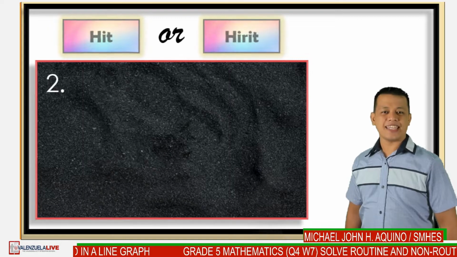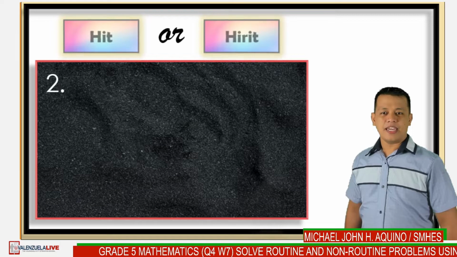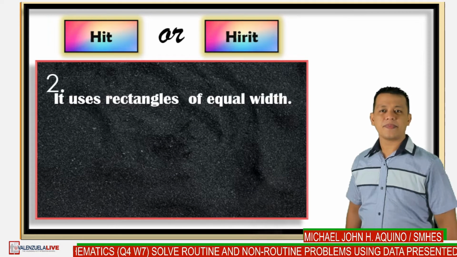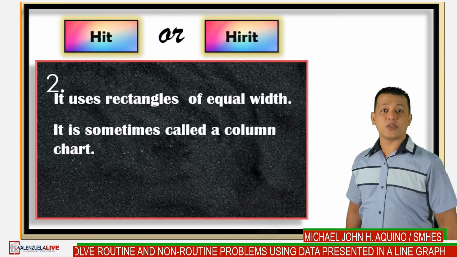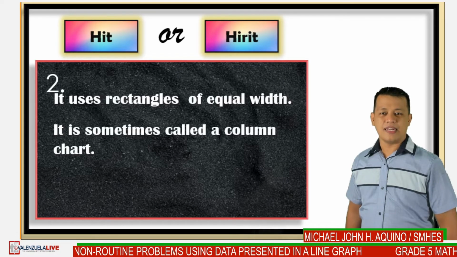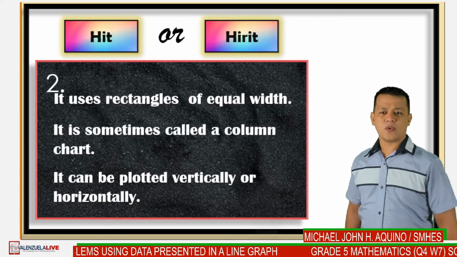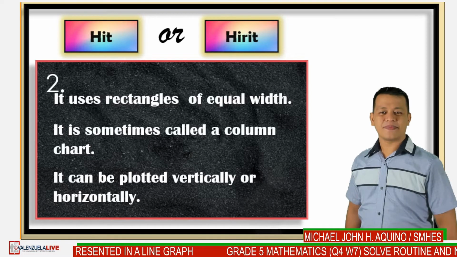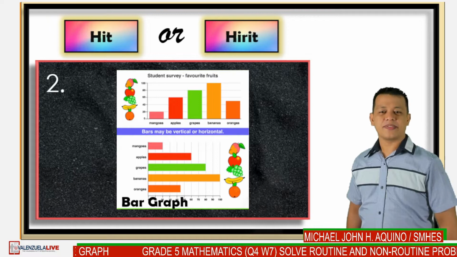Next, for item number 2, our first hit it. It uses rectangles of equal width. Next hit it. It is sometimes called a column chart. Last hit it. It can be plotted vertically or horizontally. Hit the answer. The correct answer is bar graph.